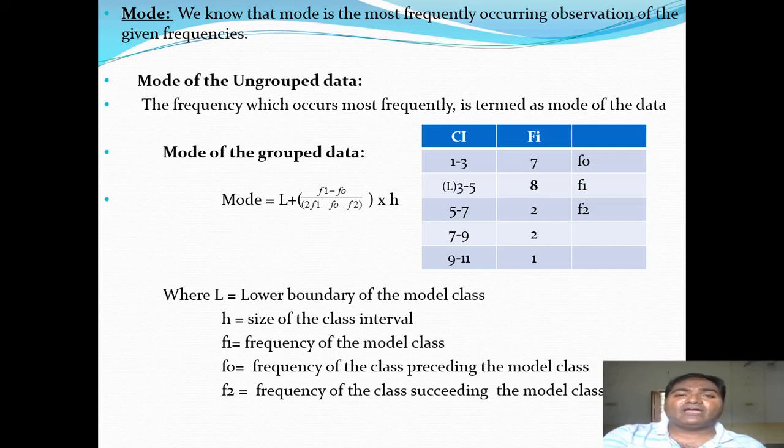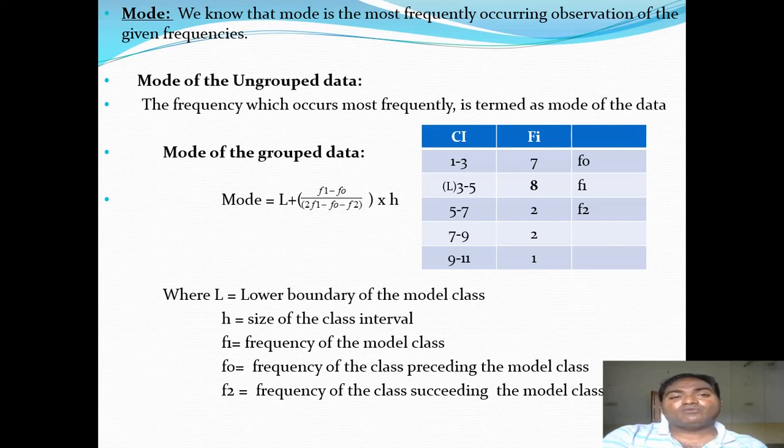And what are f1, f0, f2? I have taken the formula and explained it to you. I have given the terms abbreviations also: what is L, what is h, f1, f0 and f2? You can understand it better. So this is a method which is used to find the central tendency.